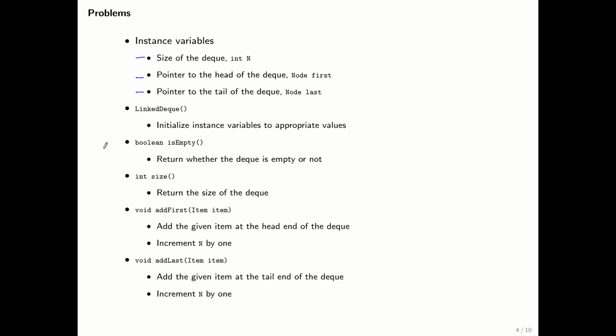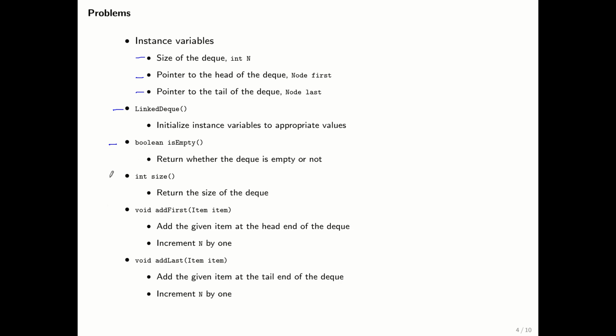Now let's talk about how you implement the methods in the API. So the first thing that you want to do is implement the constructor. Here you just want to initialize all the instance variables to appropriate values. And then in isEmpty you need to test whether the Deque is empty or not, and that can be done in several ways. You simply check if the underlying linked list is empty or not, and you return true if it is empty and false otherwise.